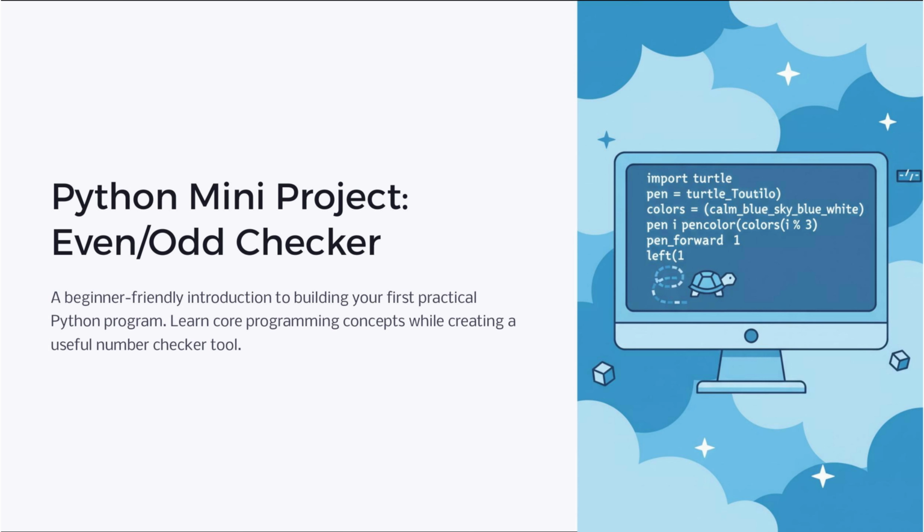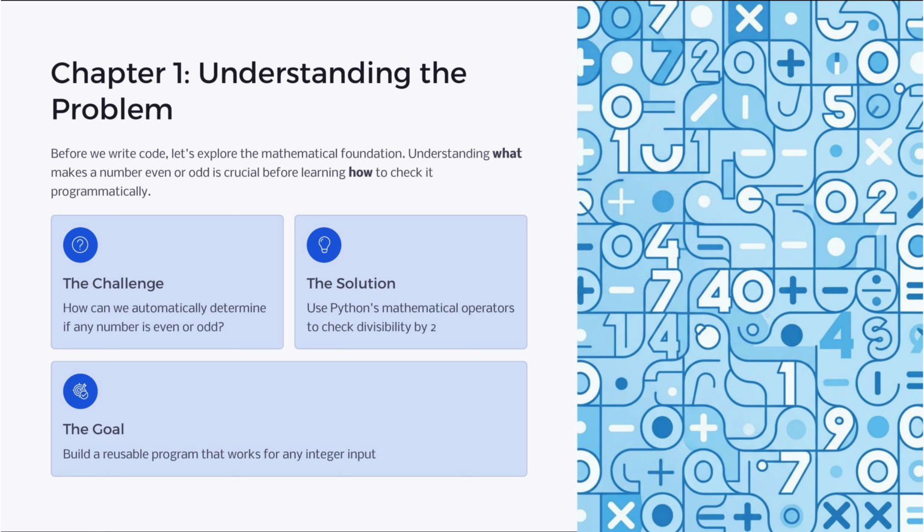To determine if a number is even or odd, we use Python's modulus operator. By checking if a number modulo 2 equals 0, we can confirm it's even. Otherwise, it's odd. This foundational concept is crucial for building a program that efficiently checks any integer input for evenness or oddness. Understanding the mathematical foundation is key.